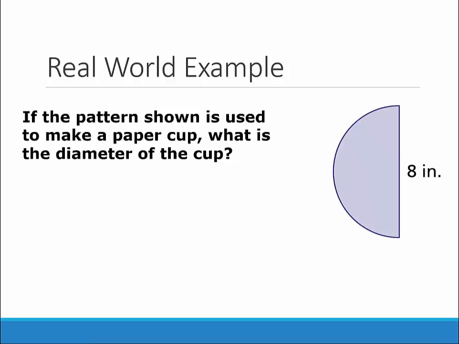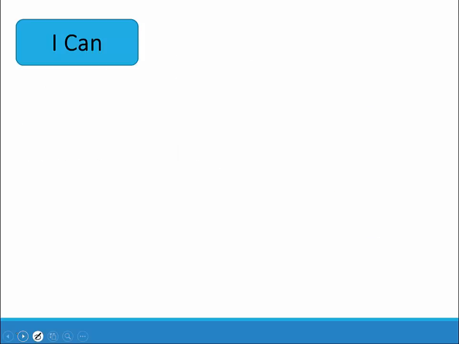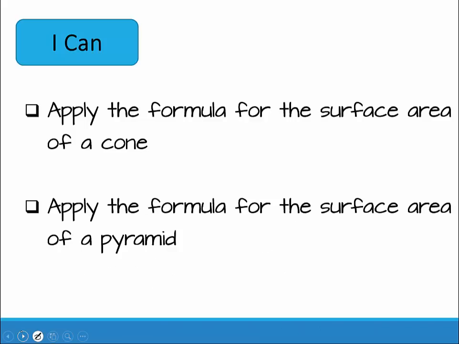It helps to actually find a circle and cut this shape out and see what it means when it says this pattern is shown. The pattern shown is used to make a paper cup, and find the diameter of the cup. Make sure you try the ones that we left blank, because you should be able to apply the formula for the surface area of a cone and a pyramid. If you cannot, make sure you write down what questions you have, and we can go over them together. Enjoy your night.